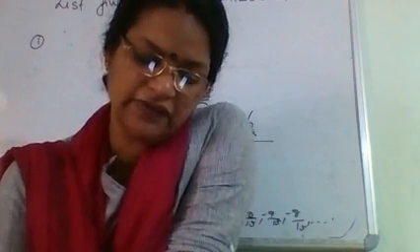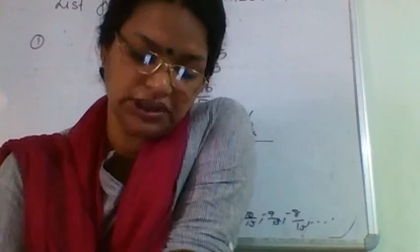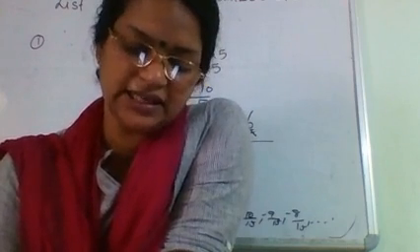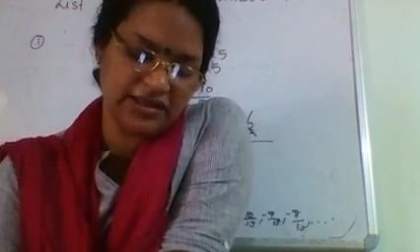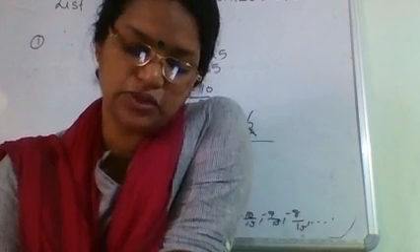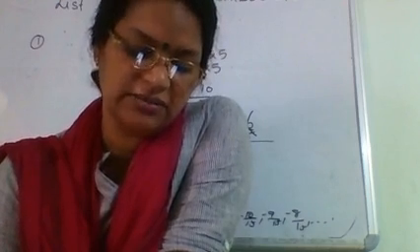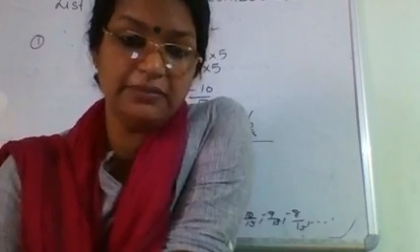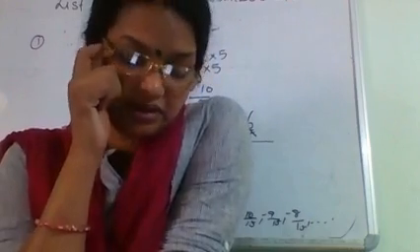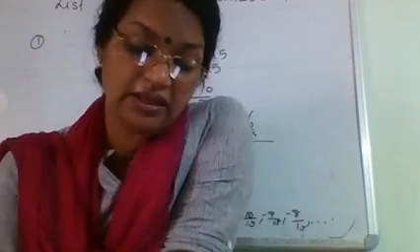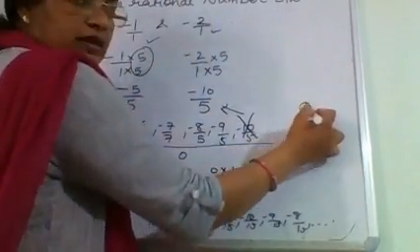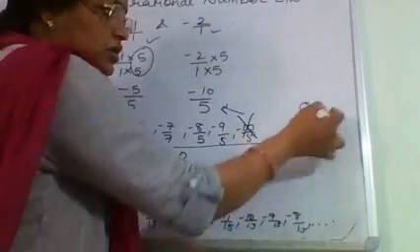And which of the following are rational numbers? Question number 2. 5 by minus 8, yes, it is a rational number. Minus 6 by 11, yes. 7 by 15, yes. Minus 8 by minus 12, yes. 6 is a rational number. Minus 3 is a rational number. Why are 6 and minus 3 rational numbers? We can write them as 6 by 1, minus 3 by 1. 0 also can be written as 0 by 1.